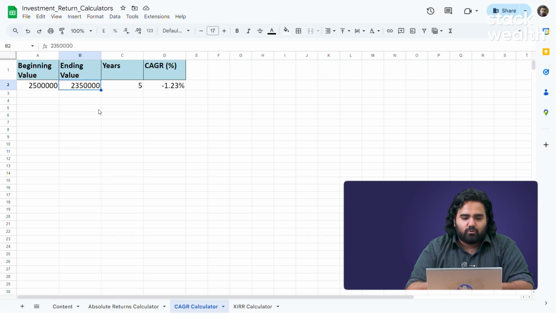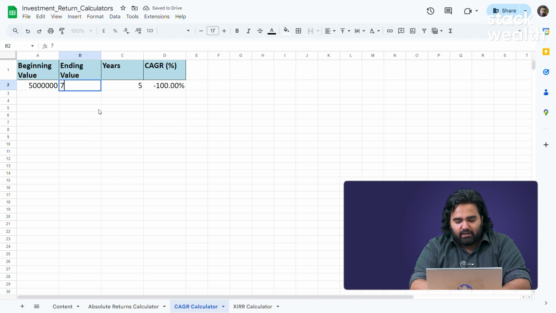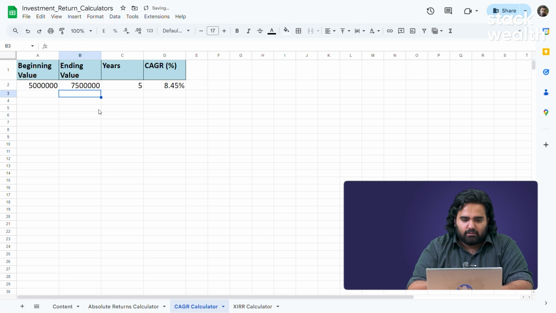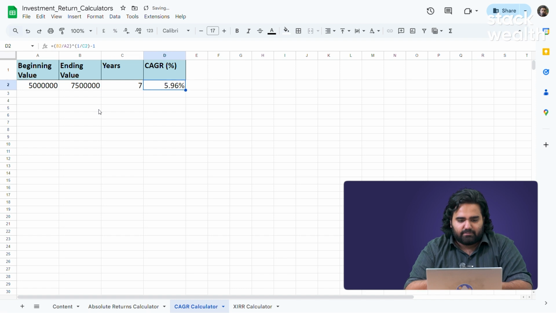All right. So now let's look at a positive scenario. Let's say you had a 25 lakhs investment, right? Let's round it off and make it 50 lakhs. That'll be interesting. Okay, 50 lakhs. And your ending value, let's say you have done really well, and now your portfolio is worth 75 lakhs. And this, in a matter of 5 years, is very, very unrealistic. So let's go for something like 10 years. Now, 10 years also might be too much. Let's say it is 7 years. Then in that case, the CAGR is 5.96%.